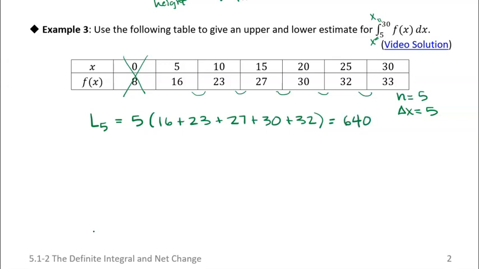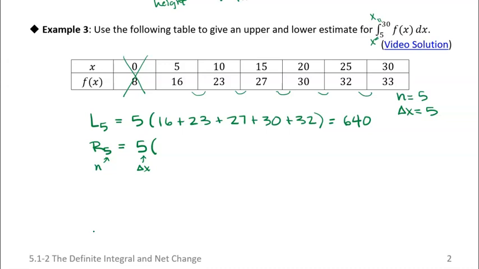Now, this is a very abstract problem. I don't know what this function represents, so I'm just using left and right hand sums to estimate this integral. Now if I want the right hand sum, again, it's going to be R5. The delta x is still 5. Remember, this is delta x, and this is n, the number of subintervals. Now they happen to match in this case.